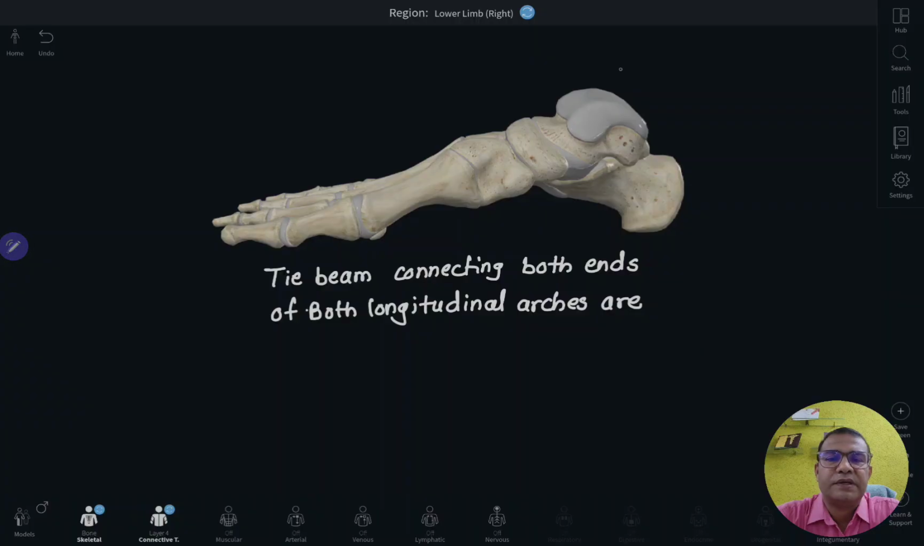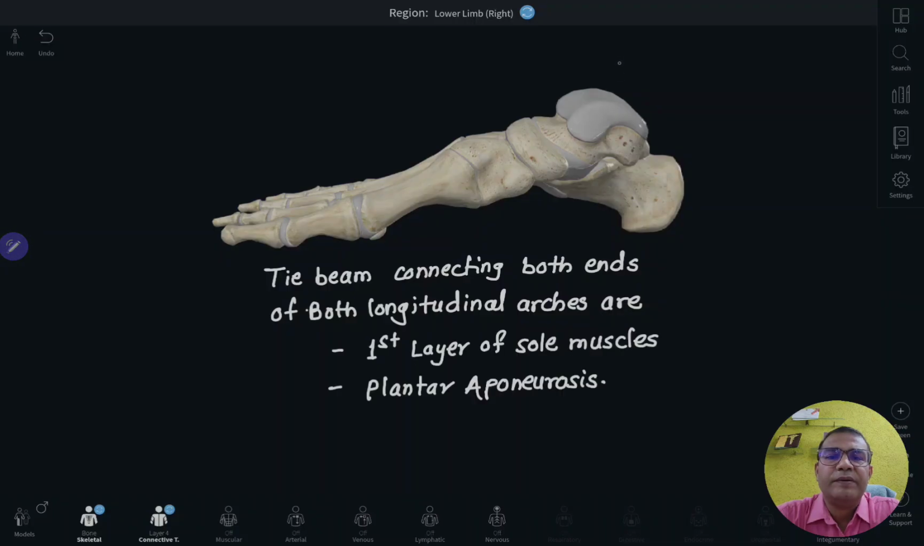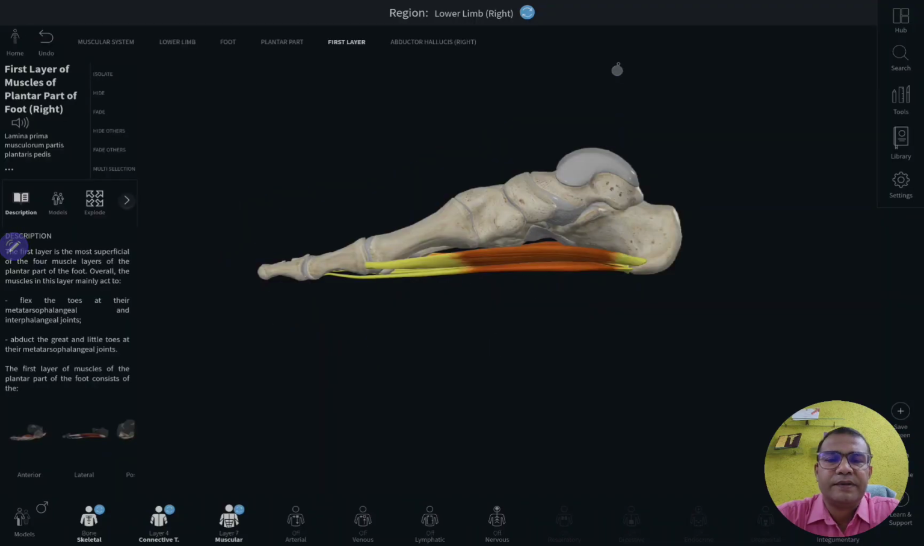Tie beams. Tie beams we have already discussed. They connect ends of the arches. We will see the tie beams of each arch. The tie beam is basically formed by the muscles of first layer of sole, which is covered by the plantar aponeurosis.